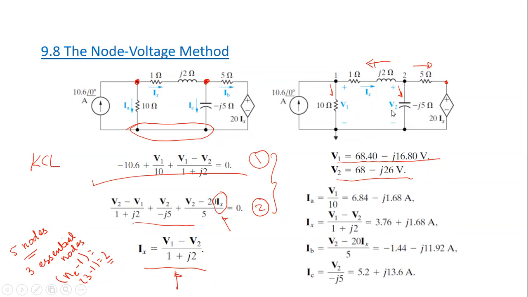And IC, the current flowing downward through this capacitor, will be V2 divided by this reactance, and it will be as much. Any questions, please, on this example?